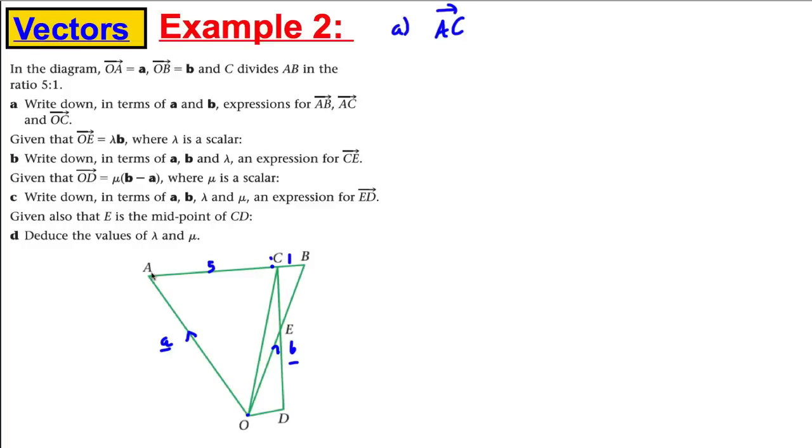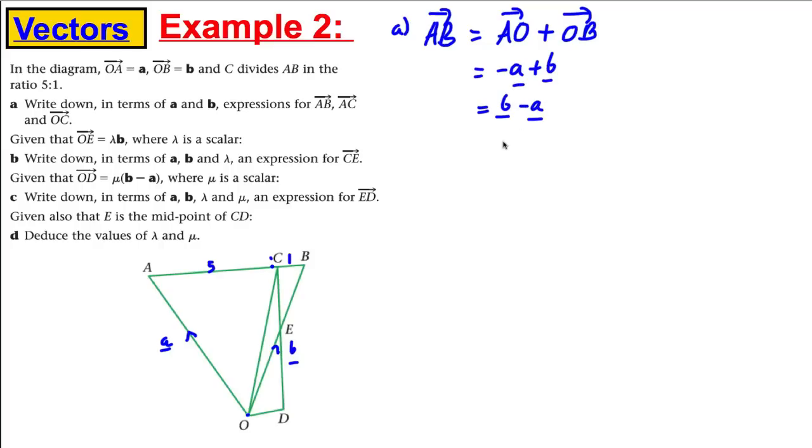So for part a, how would you get from A to B? Sorry, my fault. To get from A to B, you'd go A to O, and then O to B. So you go down there and up there, which would be negative a plus b. And we'd write that as b subtract a.